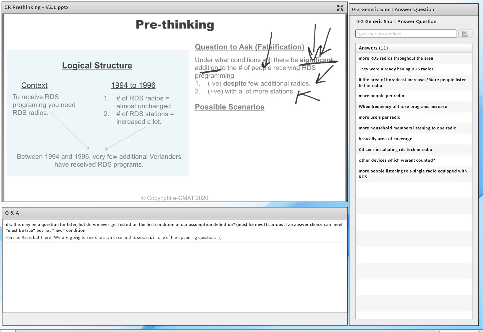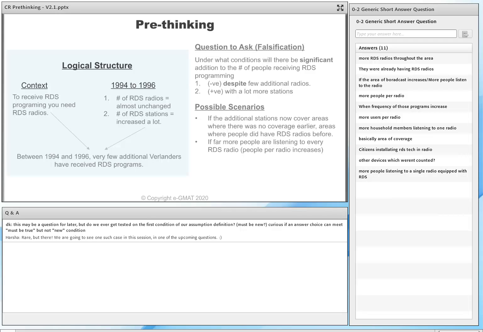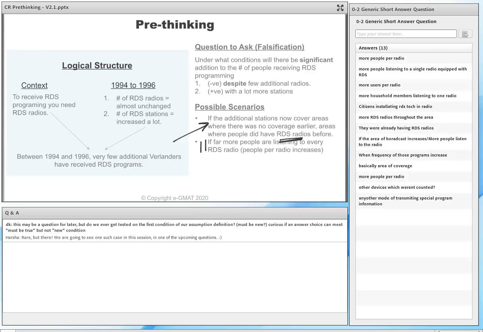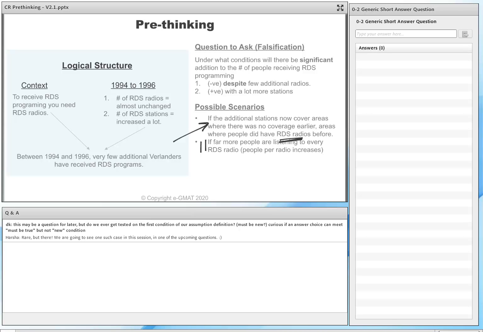Sylvia says, how do you choose? Great question. You have two possible scenarios there. One is if additional stations now cover areas where there was no coverage earlier, but people had the right kind of radio. Which means if you're increasing the coverage, or if you start putting these radios in Starbucks, the people per radio equation goes up. Earlier there was one person per radio, now there are 7 people per radio, 2 people per radio. That's when that would go up. Can you really see both these scenarios break my conclusion down?